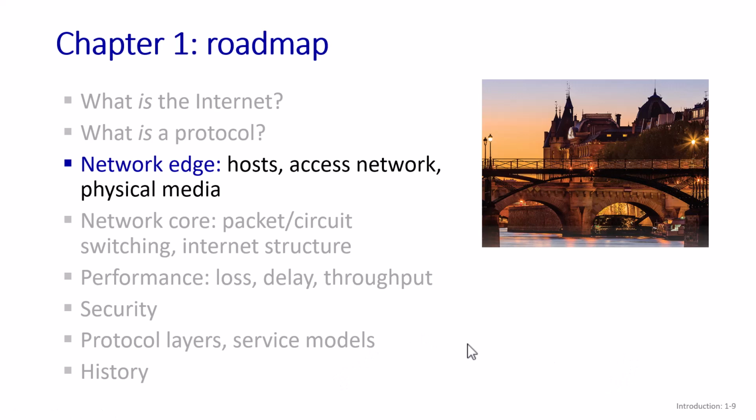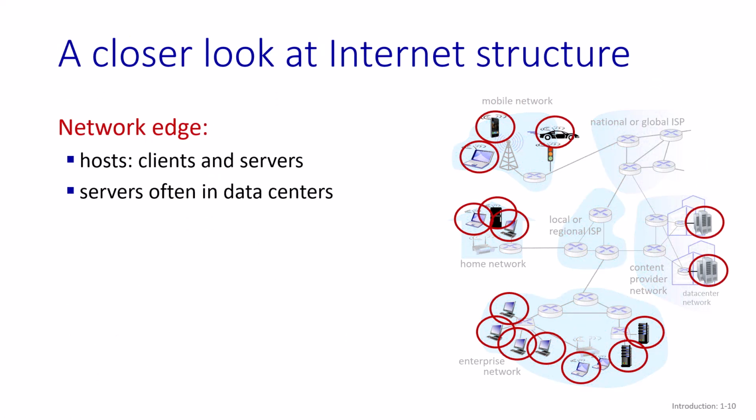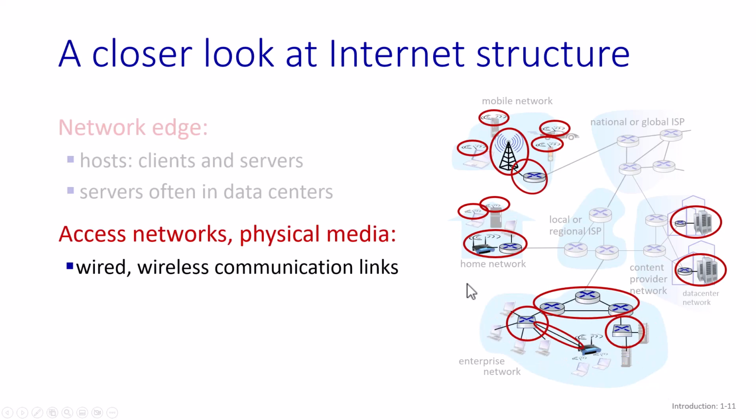Let's talk about the network edge. Let's take a closer look at the internet structure. On the network edge, we have hosts. These are clients. As you can see, we may have desktops, laptops, and servers. This is in our enterprise network. We may have servers such as DNS servers, web servers, and so forth. And in data centers, we have some other types of servers. So these are hosts or end systems on the network edge.